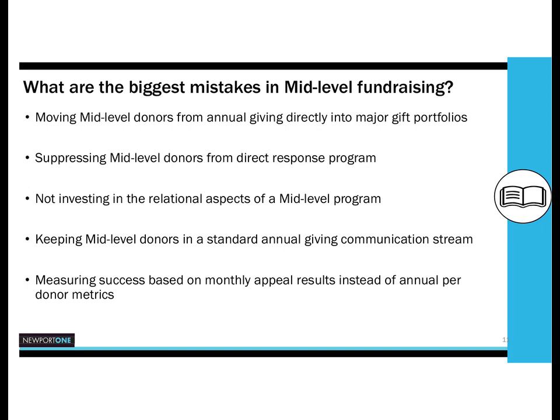The other is, if you look at a major donor portfolio for any gift officer, let's say they have 10 donors in it, and 9 of those donors can give 6-figure gifts and 1 can give maybe $1,000, I can tell you immediately who the person is that's going to get the lowest priority and probably not going to get engaged well. The next big mistake is suppressing mid-level donors from a direct response program.